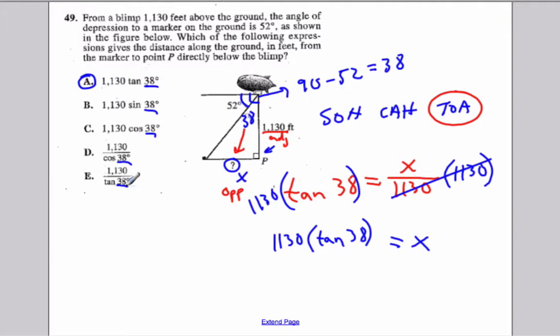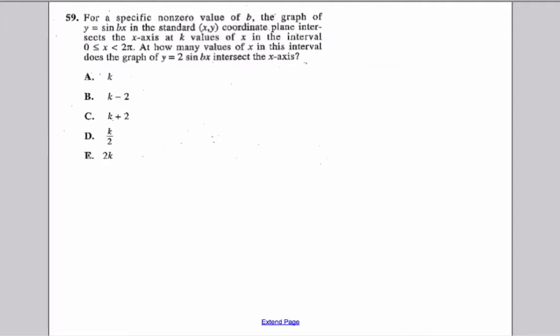Another question in trigonometry they like is the SOHCAHTOA. Keep that in mind, and again, make sure you spell it correctly. This one would fall under a hard category for trigonometry. For a specific non-zero value of b, the graph of y equals sine bx in the standard xy coordinate plane intersects the x-axis at k values of x in the interval from 0 to 2 pi. At how many values of x in this interval does the graph of y equals 2 sine bx intersect the x-axis? People will read that and go, what in the world did they just ask?